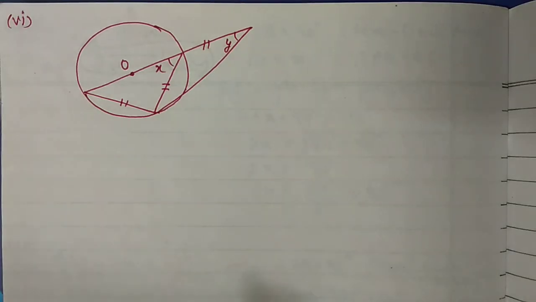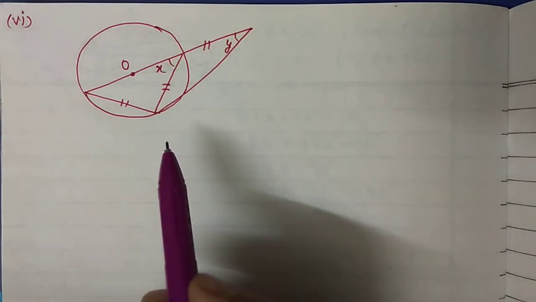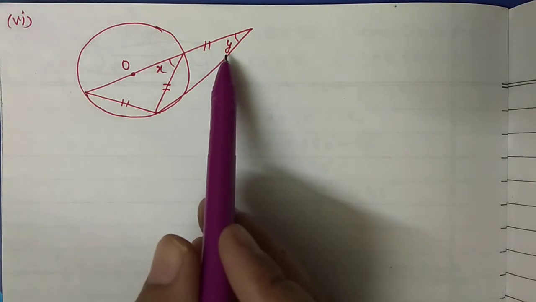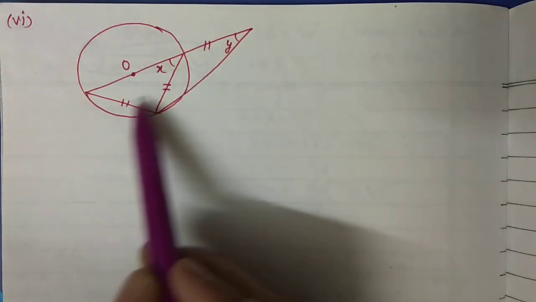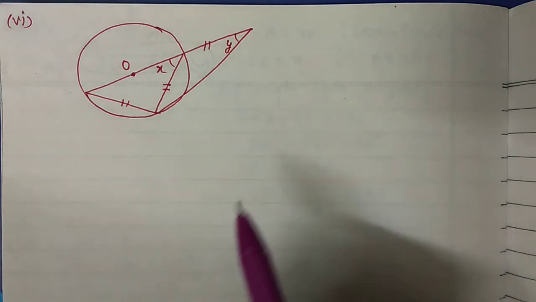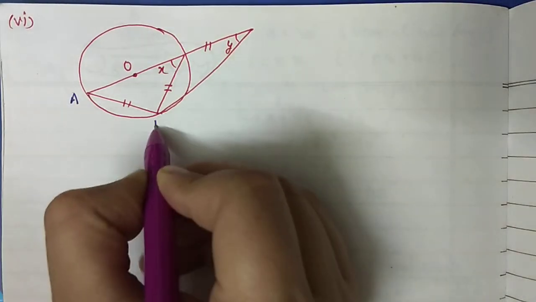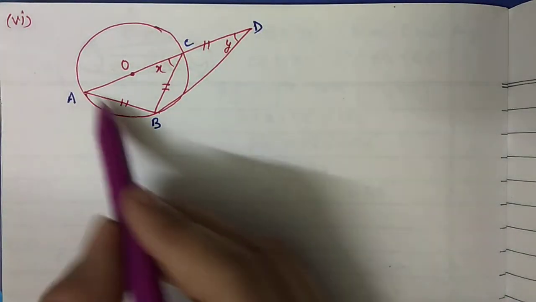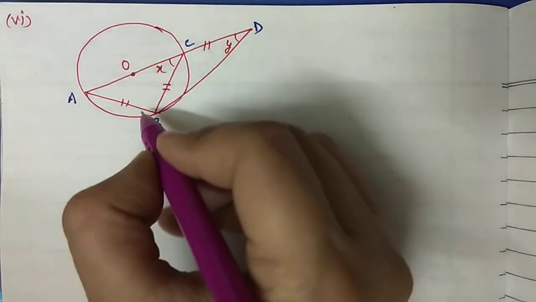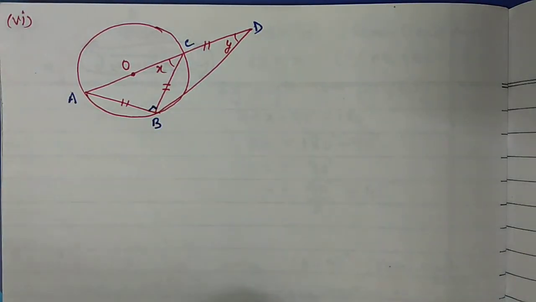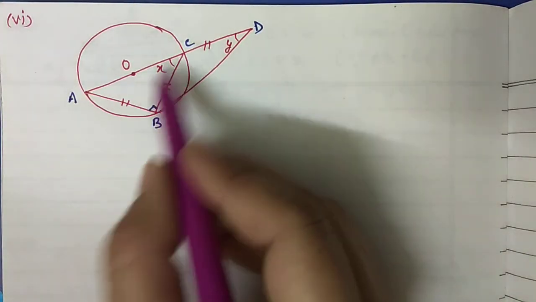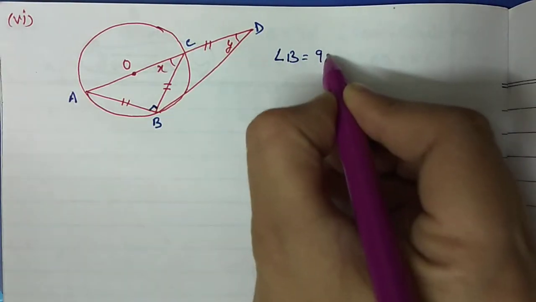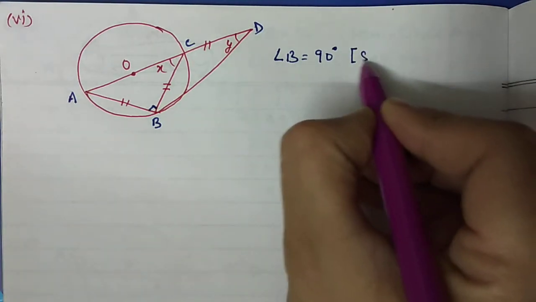Next, sixth part of question number 5. In this figure, this angle we have to find out and this angle we have to find out. These markings mean these three lines are equal in measure. So first we will give some names to our figure: A, B, C and D. Now we will start with this triangle ABC. In this triangle, this B is a semicircle angle. This is the diameter and this is the semicircle angle. So angle B is equal to 90 degrees and reason is here semicircle angle.